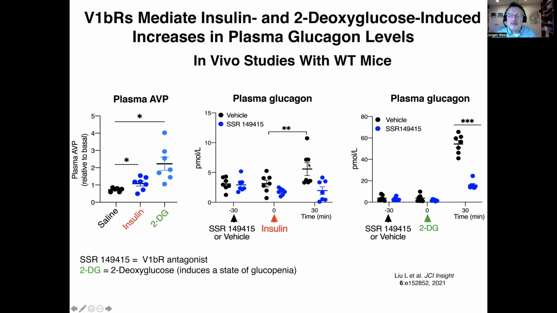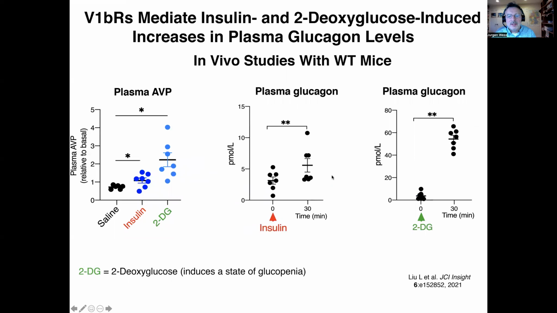So shown here. Let me go back one slide. Yeah, so both insulin and 2-DG caused a significant increase in plasma glucagon and, as I mentioned, plasma AVP. So we speculated that this increase in plasma glucagon might be mediated by V1b receptors.